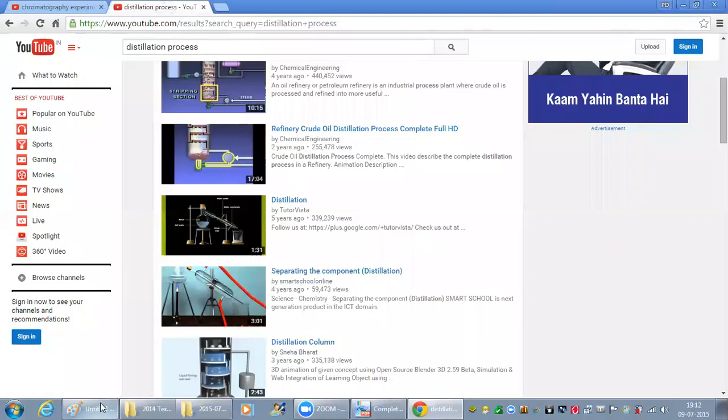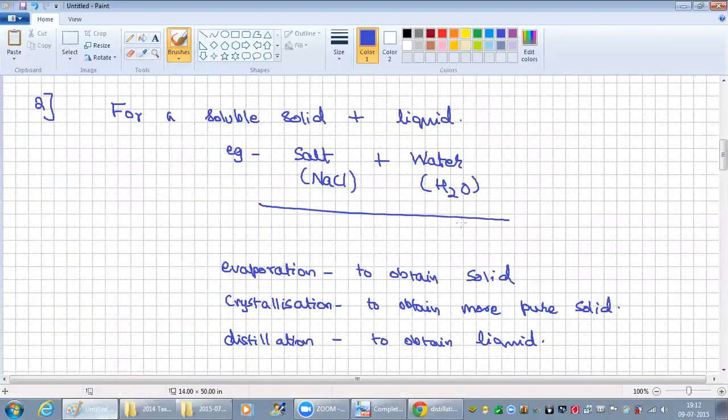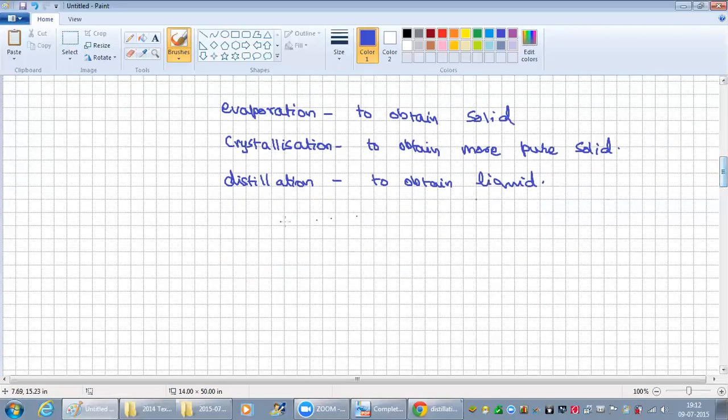That was distillation. Okay, so these are the methods for soluble, solid plus liquid. It is applicable even for two miscible liquids.